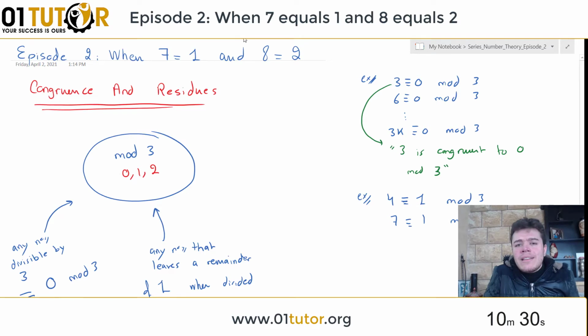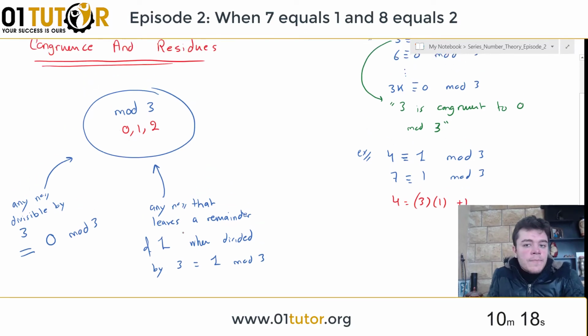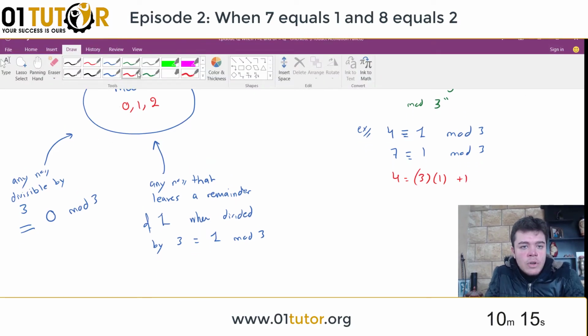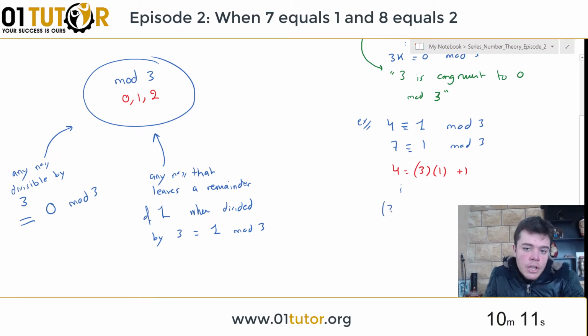Now how do I know that it leaves a remainder of 1? Because 4 can be written as 3 times 1 plus 1. Okay, so when you divide 4 by 3, it's 3 times 1 plus 1, it leaves a remainder of 1, and therefore 4 is congruent to 1 mod 3. And in fact, you can develop a formula in which 3k plus 4, for any integer k, is congruent to 1 mod 3.